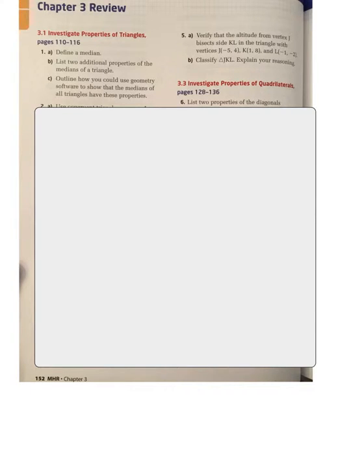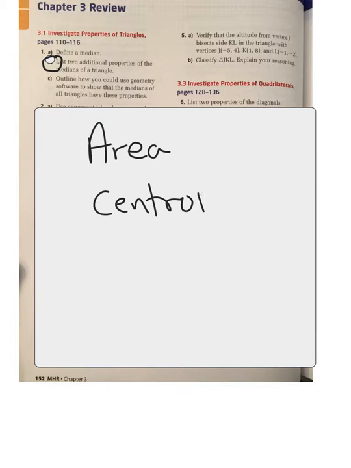Question 1, define a median. Well, obviously that's in the book, you can look that up. List 2 additional properties of the median, that's 1b. Okay, so that's something that you'll have to look up, but think about area, and we can think about where the 3 medians meet in a triangle, so write something down for those.